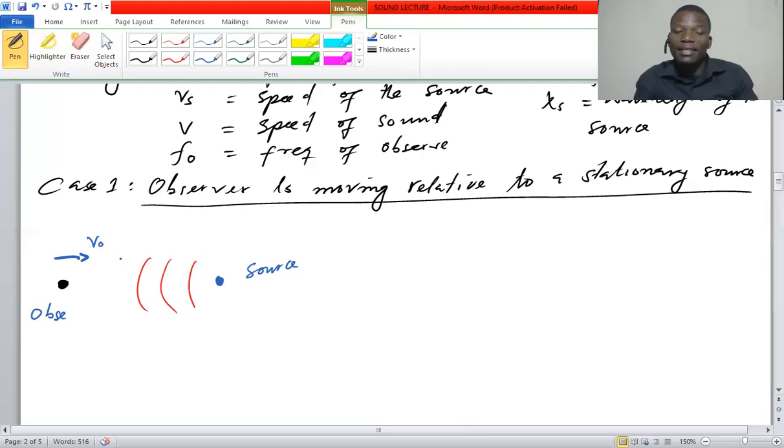So the ambulance is stationary, but maybe the driver has forgotten. So we're making an assumption that the driver has forgotten to switch off the siren. So the siren is just ringing, you understand? It's ringing, the siren is making noise, and you are approaching. So this is the scenario.